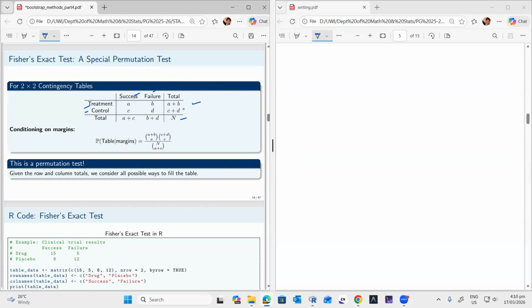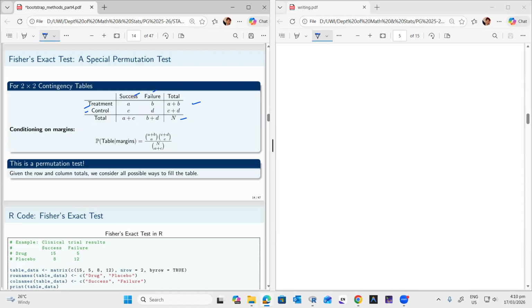Under the null hypothesis, H naught, there is no association; treatment and control are independent. The probability of observing such a table conditioned on the margins follows a hypergeometric distribution, with probability (A plus B choose A) times (C plus D choose C) divided by (N choose A plus C).